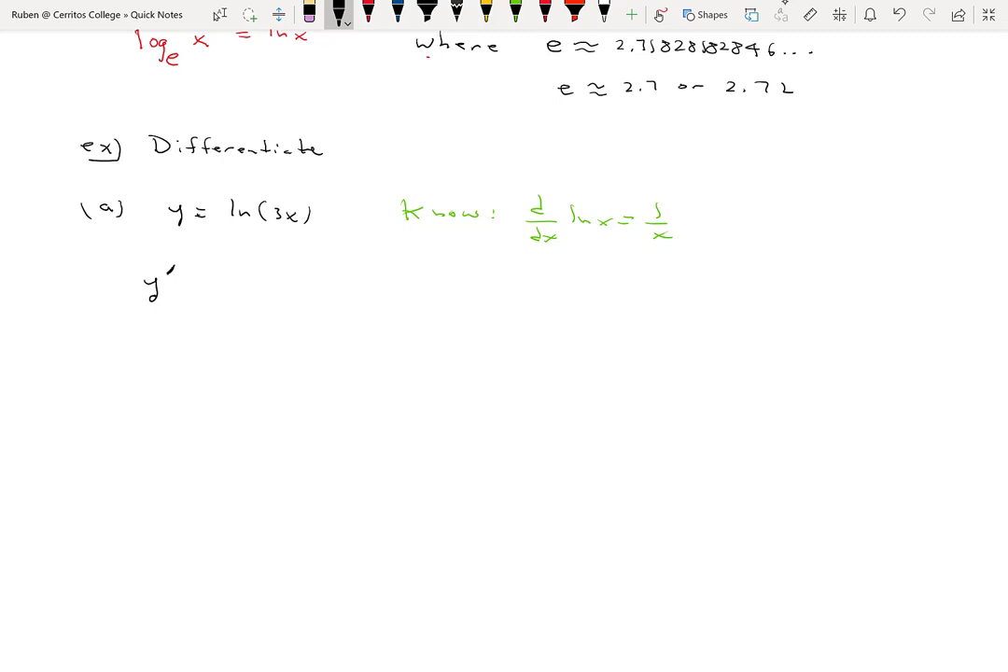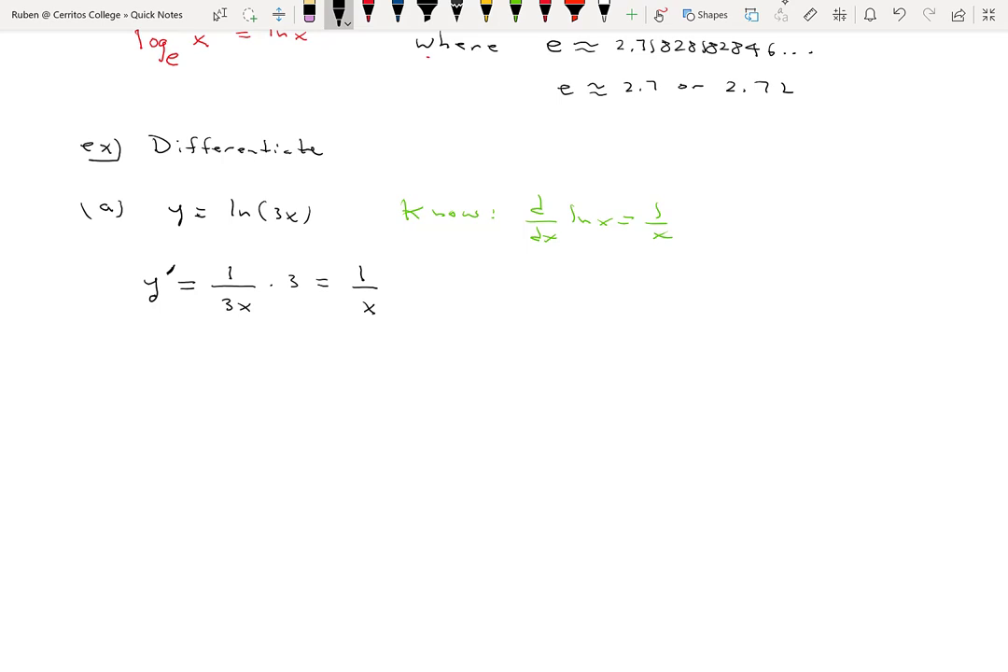The chain rule says you take the derivative of the outside function, the derivative of ln is 1 over, but you leave the inside function alone. So it's 1 over 3x, not 1 over x. Then you multiply by the derivative of the inside. The derivative of 3x is 3. So this is saying that the derivative is 1 over x.